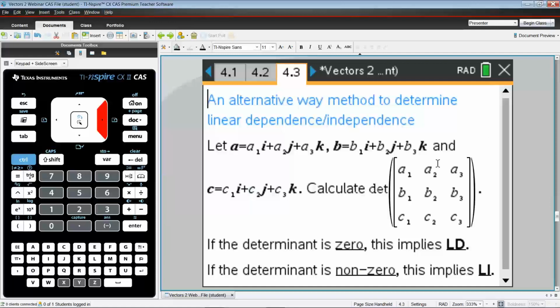If you take 3 vectors and put their components row by row into a 3 by 3 matrix and then find the determinant, and you get exactly 0, this implies linear dependence. If you get a determinant that's non-zero, so basically anything other than 0, it implies linear independence.